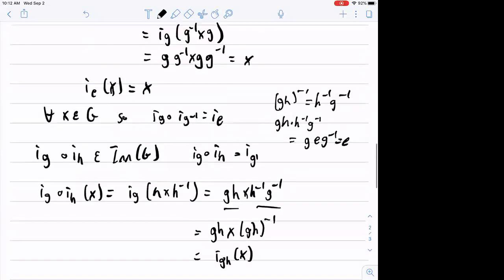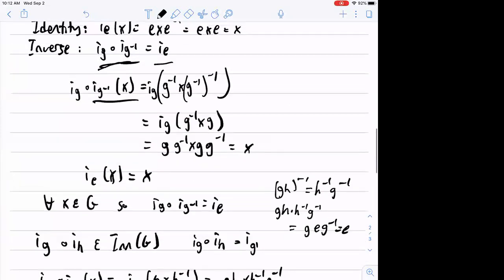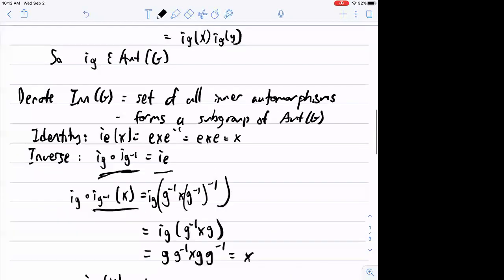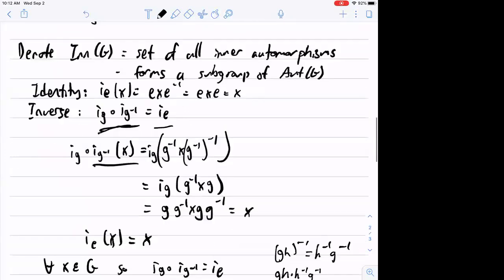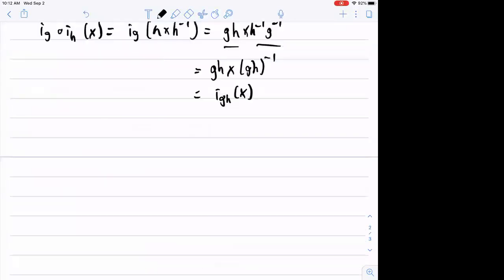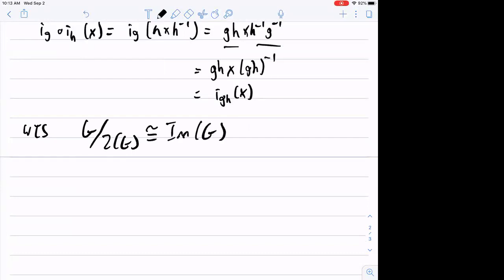So yeah, hopefully that convinces you that Inn(G) is a subgroup. Now the next thing is we want to show G mod the center is isomorphic to Inn(G). Right, so in other words, that this is a subgroup of Aut(G), right?